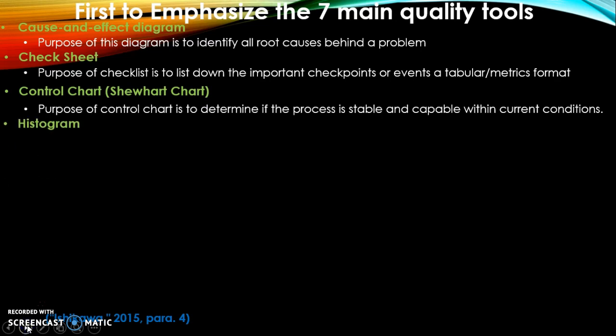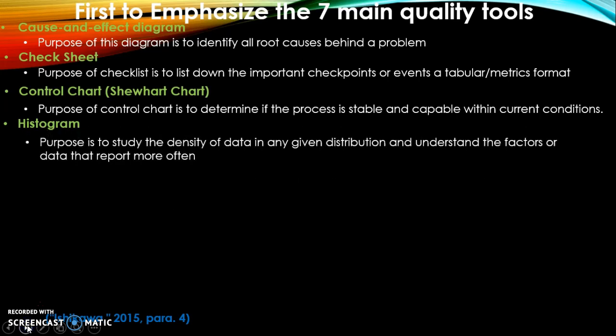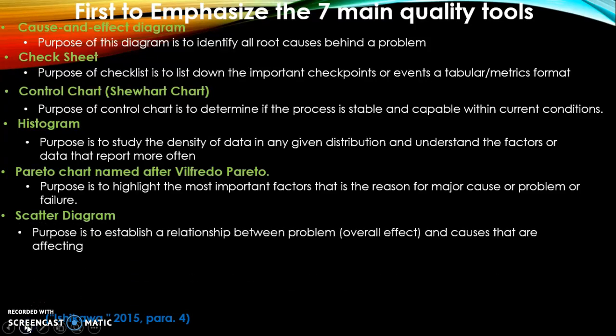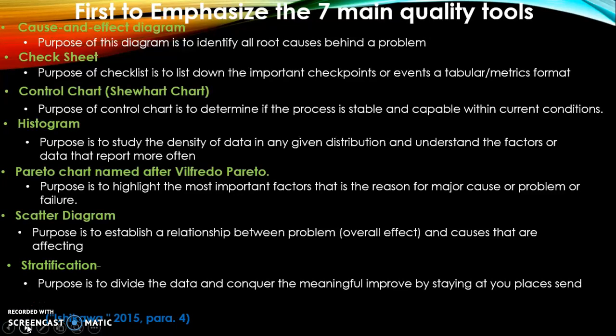The histogram. Purpose is to study the density of data in any given distribution to understand the factors or data that occur more often. The Pareto chart, named after Vilfredo Pareto. Purpose is to highlight the most important factors that are the reason for a major cause or problem or failure. A scatter diagram. Purpose is to establish a relationship between a problem, overall effect, and the causes that are affecting it. Stratification. Purpose is to divide the data and conquer the meaningful and improve by staying at the places you send.